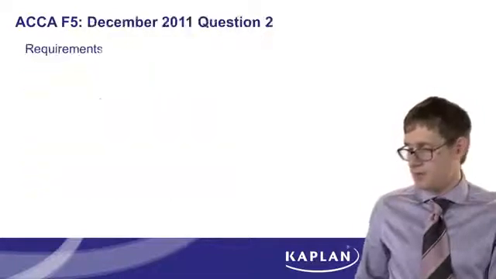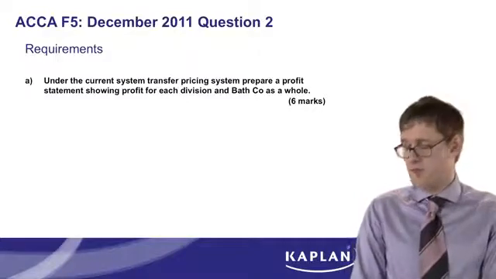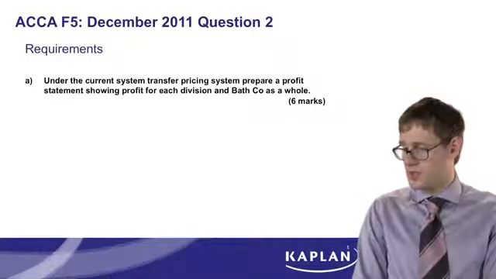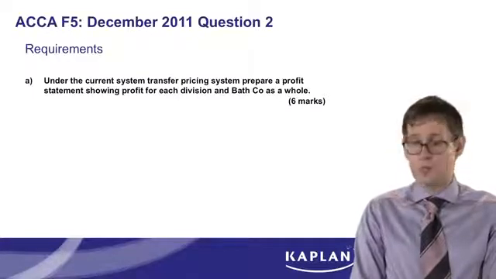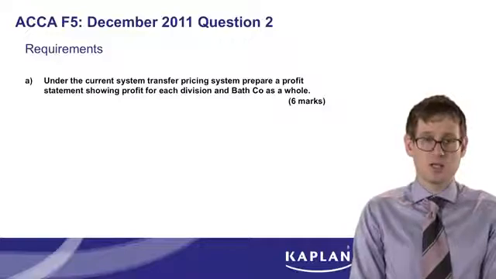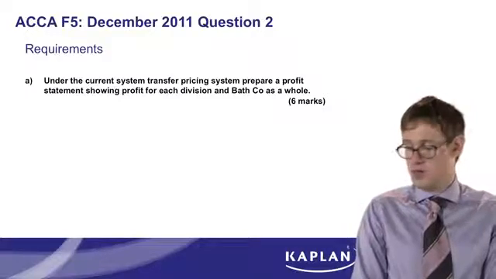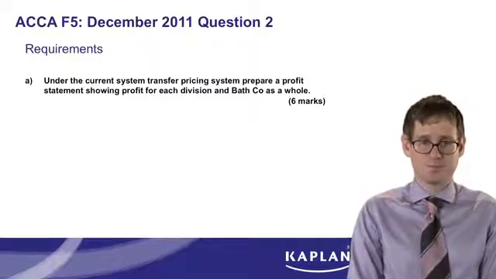Okay, in a bit more detail then, this question was formed of 3 main requirements. The first requirement was under the current transfer pricing system, what profit would be recorded for each of the divisions and BAF company as a whole. This was worth then 6 marks, so we've got around about 11 minutes here.